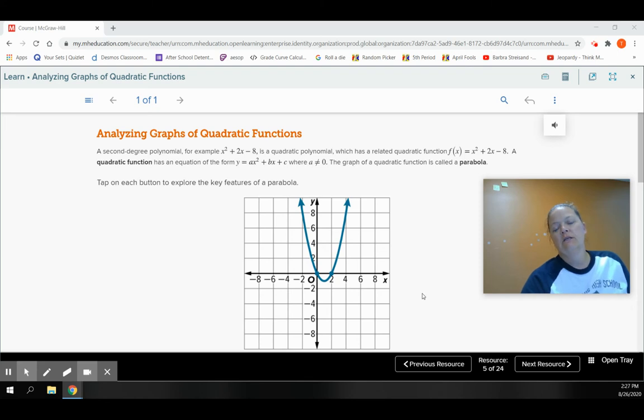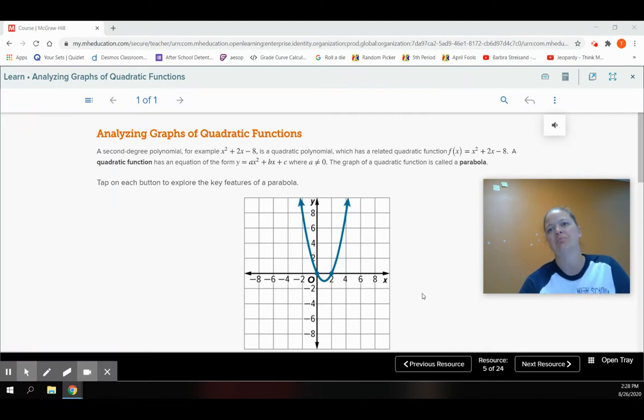In this video, we're going to discuss the key features of a quadratic function or of a parabola, the graph of the quadratic function. A second degree polynomial, for example, x squared plus 2x minus 8, is a quadratic polynomial, which has a related quadratic function f of x equals x squared plus 2x minus 8. A quadratic function is an equation of the form y equals ax squared plus bx plus c, where a does not equal 0. The graph of a quadratic function is called a parabola.